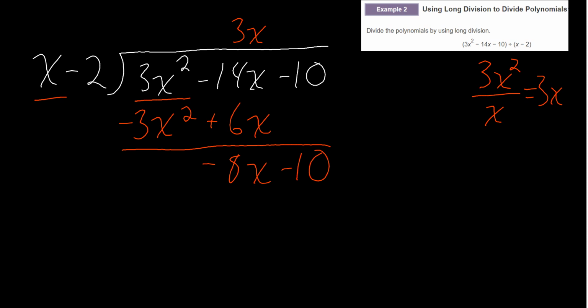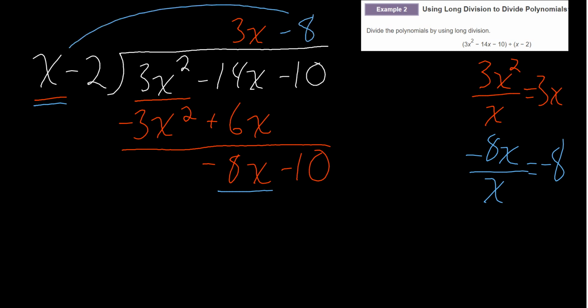Now we have to do it again. So we're going to do it again. We're going to look at the negative 8x and the x again. So negative 8x divided by x is going to be equal to a negative 8. Okay, so negative 8 is a constant, so I'm going to put it up here above the constant. And then I'm going to do the same thing. I'm going to multiply it through. Okay, what is negative 8 times x?